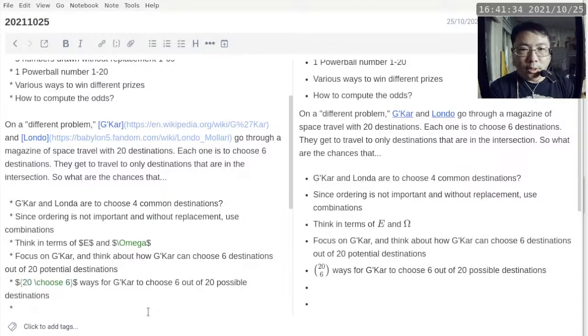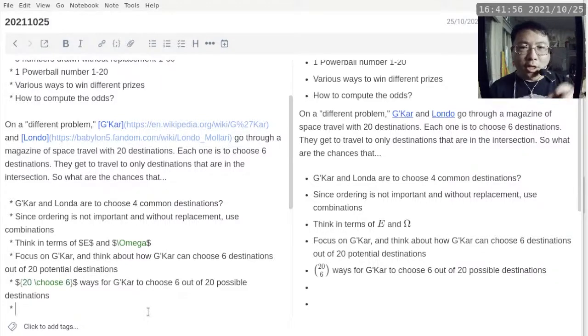So now what are we going to do? So now we're going to say, okay, let's just say that Jacquard chose first, and Jacquard is holding the 6 destinations, and hiding those 6 destinations, and goes, hey Londo, it is your turn now, but I'm not going to show you which 6 destinations I have chosen.